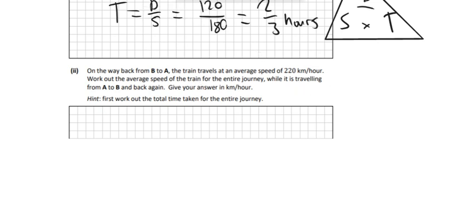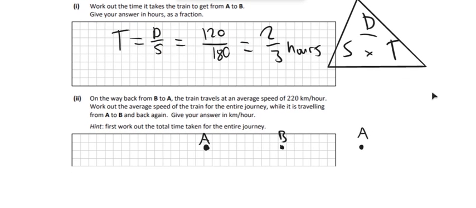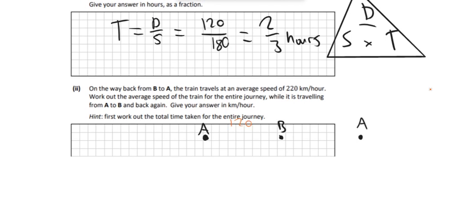If you think about it, we're going from A to B, and then going back to A again, which is the same distance. It gives you a hint there as well: work out the average speed for the entire journey. So we're trying to work out speed here. The distance is going to be the same. What was it in the first question? It's 120 and 120. So altogether, that's going to be 240 kilometers, going and coming back.